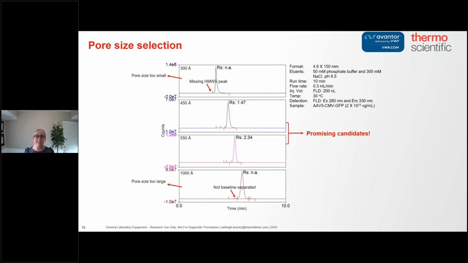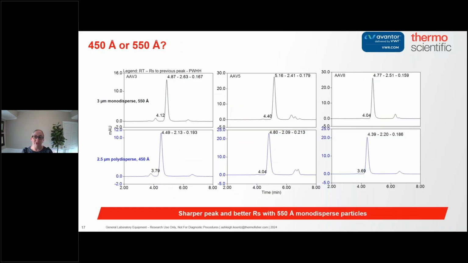So really drilling into that 450, 550, and why did we choose 550? We did have sharper peaks and better resolution with the 500 angstrom or 550 angstrom monodisperse particles. You can see a difference here in the chromatography from the top and the bottom images. Even compared to the smaller particle size of 2.5, you get better resolution with a larger 3 micron particle size, but the larger, wider pore size as well. And so that's really where we felt like we could bring a better solution to market and drill down into that 550 angstrom.